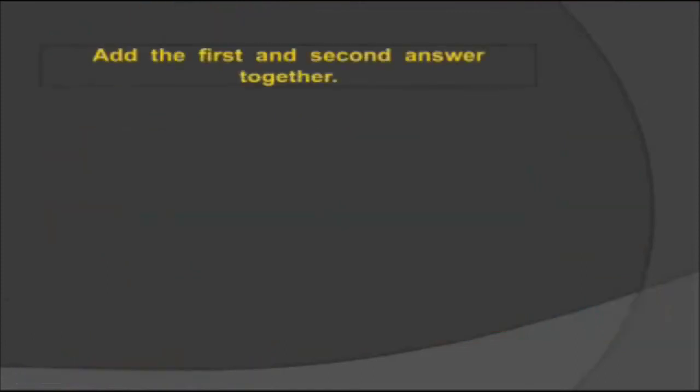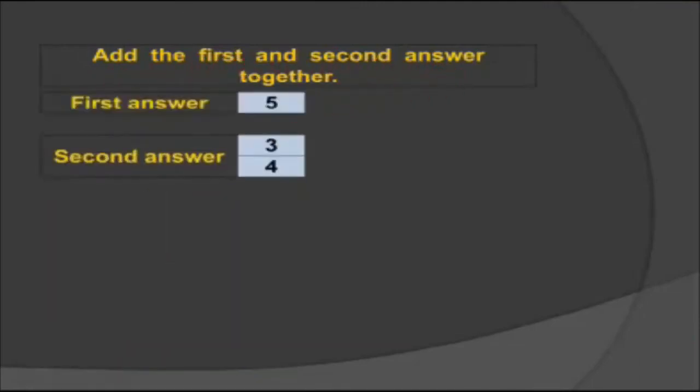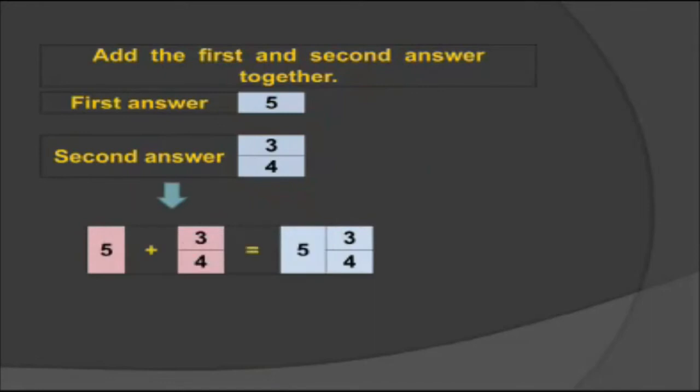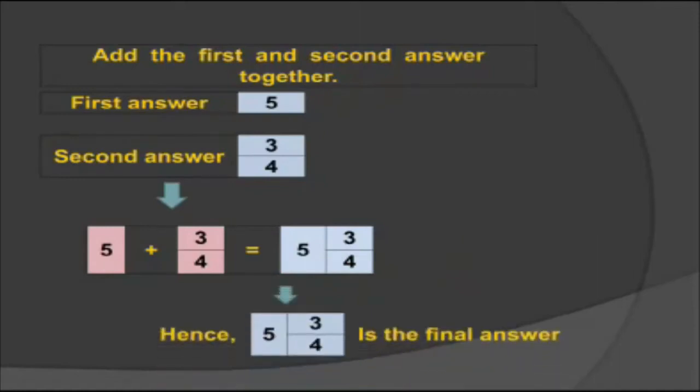Then in the next step, we will add the first and second answers together, right? Here the first answer is 5 and the second answer is 3 by 4. So we can add like this: 5 and 3 by 4. So the answer is 5 and 3 by 4. This is the final answer. Now method 2.